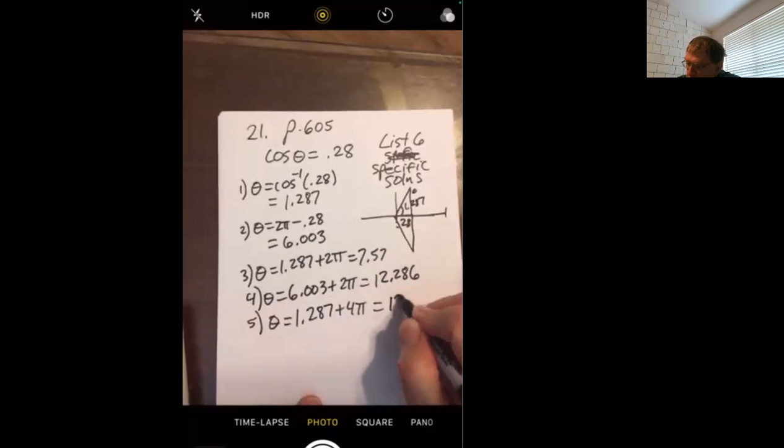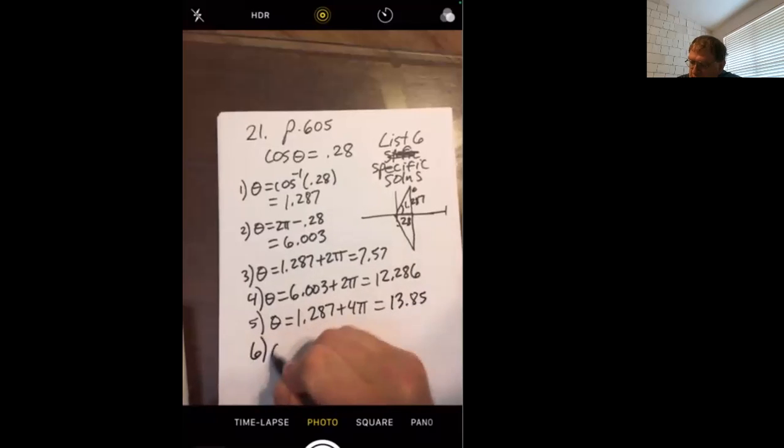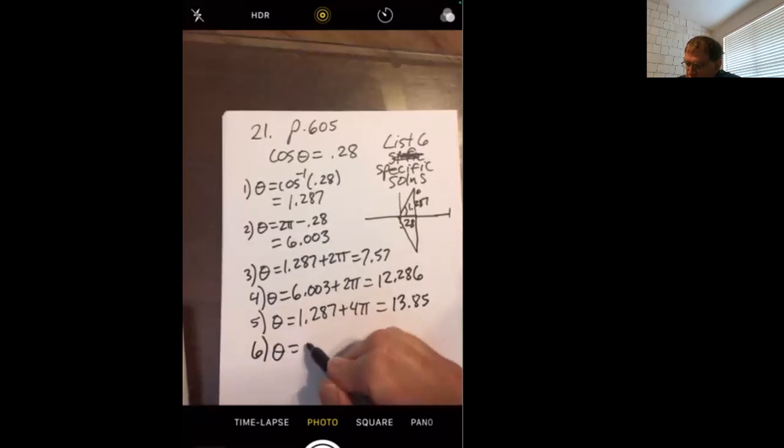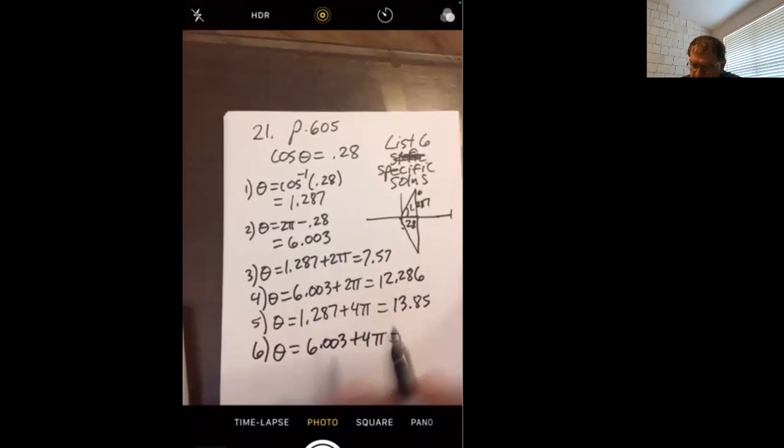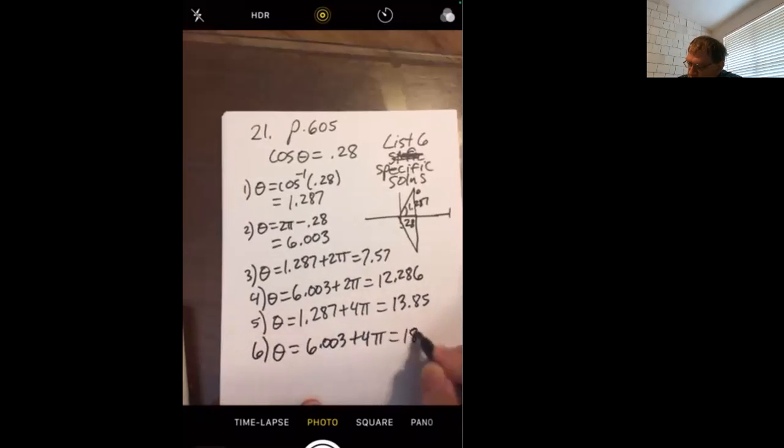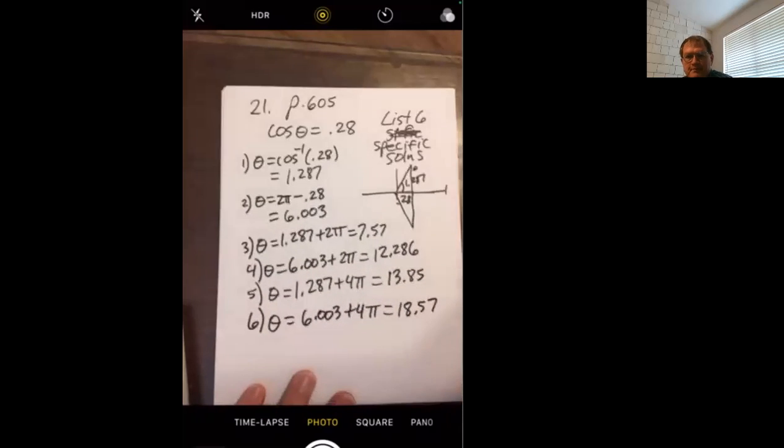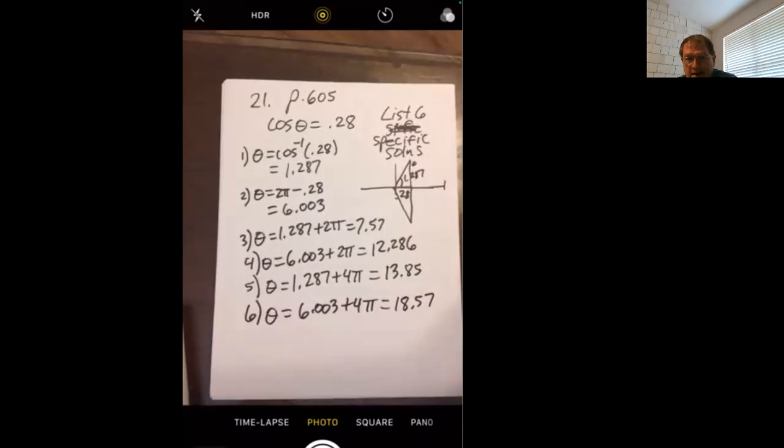853. I'll just use 85 and 6.003, add 4 pi. $18.57. And it's very possible the book could have gone backwards and given you some negative ones. It didn't really say what interval to look in.